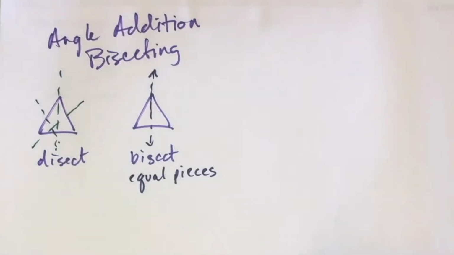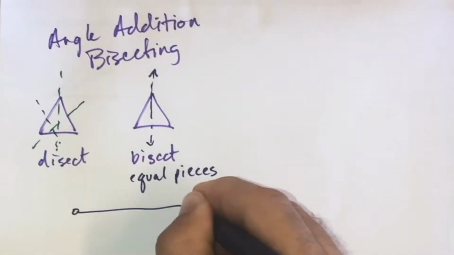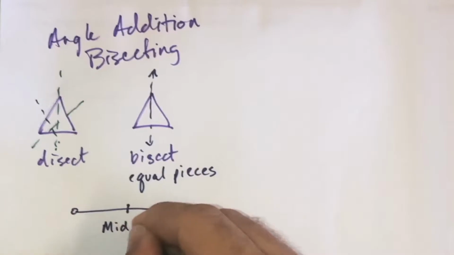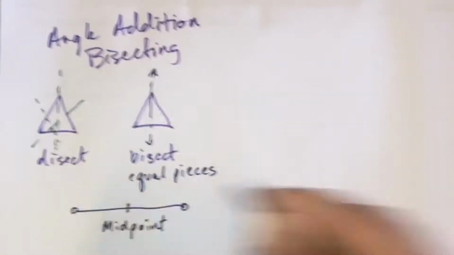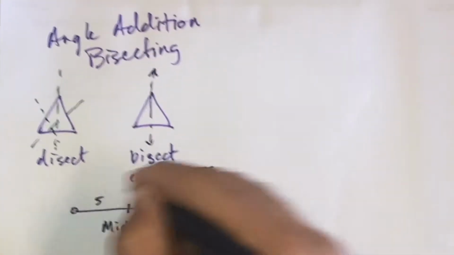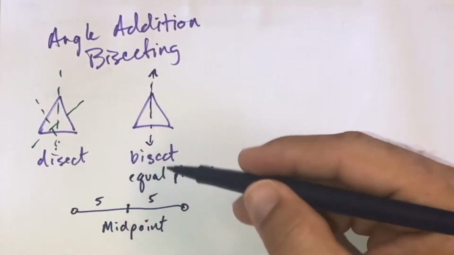Now, what's something we learned recently that bisects? Square. Nope. A midpoint. A midpoint is a bisector of a line segment. Why is it a midpoint? Because if this is 10, it breaks this line segment into two equal pieces, right? So that's important to know going forward with angles because there's going to be a couple situations.